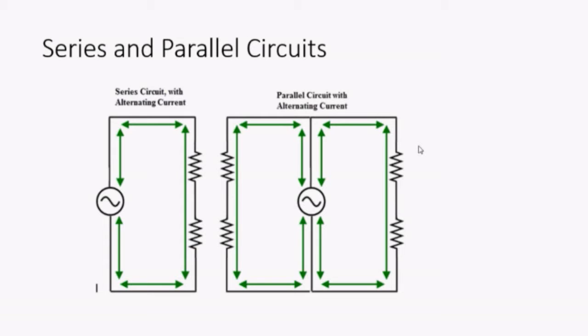The current in series circuits is constant throughout, but the voltage may vary. Parallel circuits are those which branch off from the power supply. The total current supplied from the power source is divided among each of the branches, but voltage is common throughout.